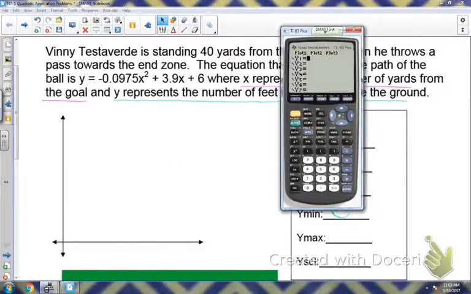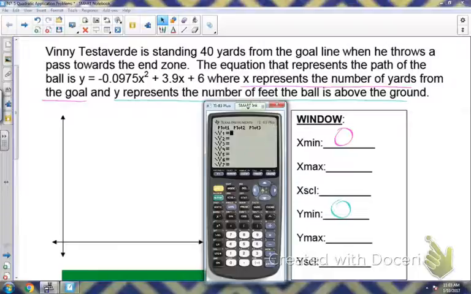Okay? Alright, so let's go ahead and plug it into our calculator. So we have negative 0.0975x squared plus 3.9x plus 6. Now remember when we were going over quadratics, that C, your constant, is your y-intercept. So we know that it's going to cross the y-axis at 6.